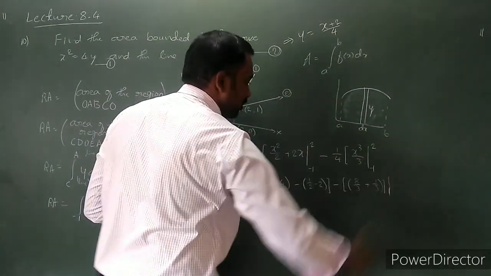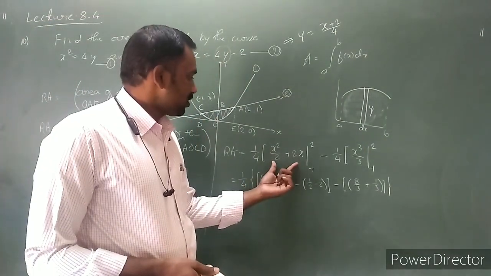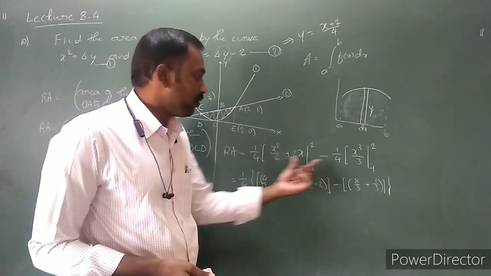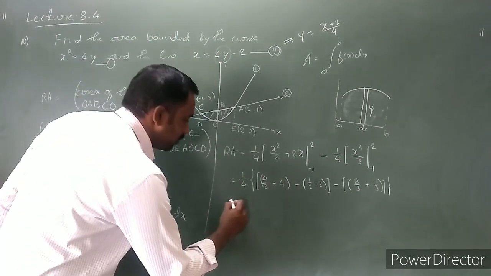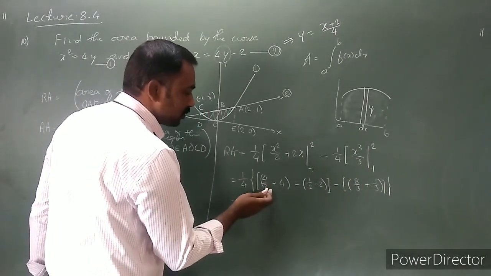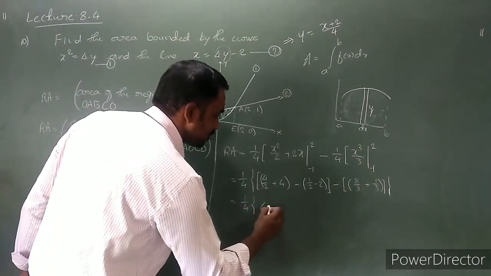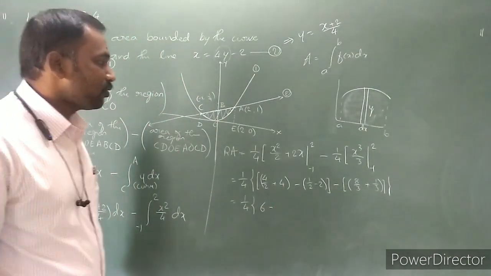This 1 by 4 is a product with the other terms. Just simplify. This is the upper limit minus the lower limit. Now 1 by 4 is outside, a product with all the terms. 4 by 2 is 2, 2 plus 4 is 6. Minus 1 by 2 minus 2. What is the 1 by 2 minus 2?